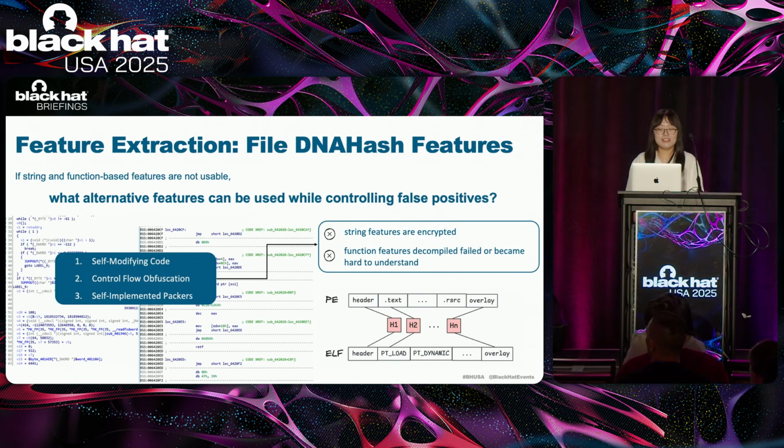However, in the presence of challenges such as self-modifying code, string and function features are not usable. So what alternative features can be used while controlling false positives? To address this issue, we introduce a new feature called the field DNAHash feature. The feature calculates hash values for different parts of the binary based on its structure, resulting in a set of field DNAHash features.